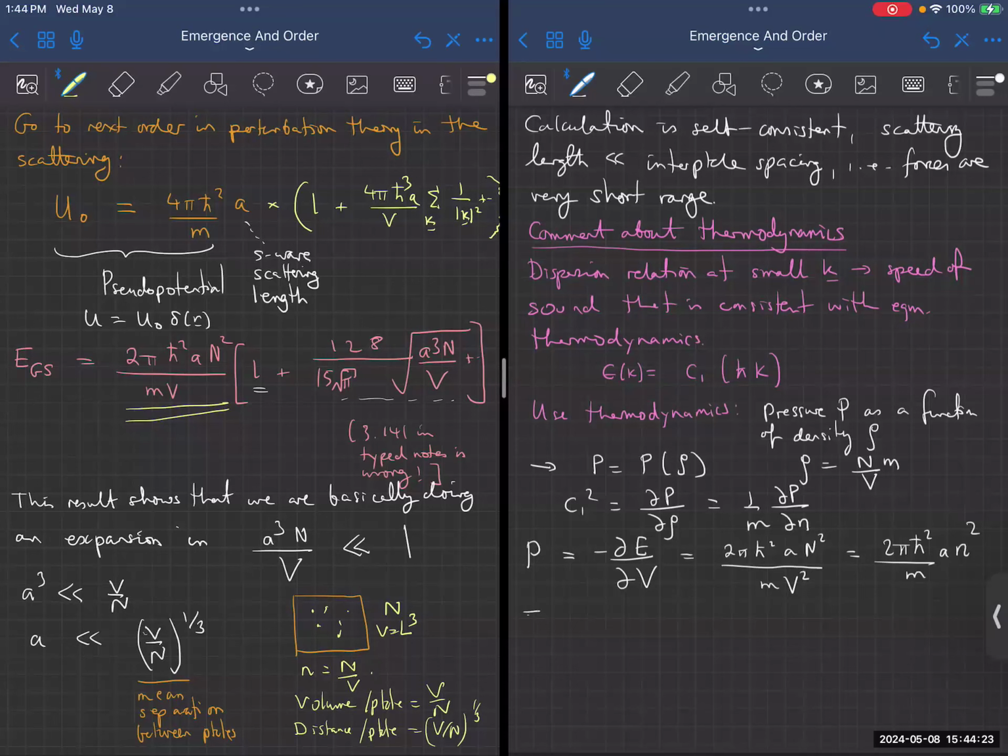And so therefore, I compute the speed of sound. That is then 4 pi h bar squared a over... over what?